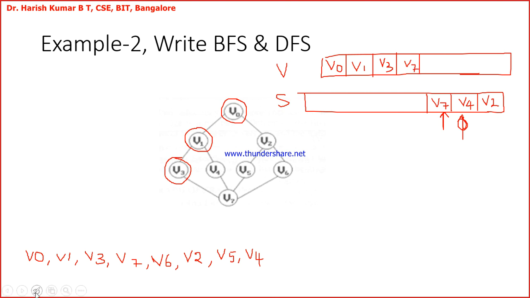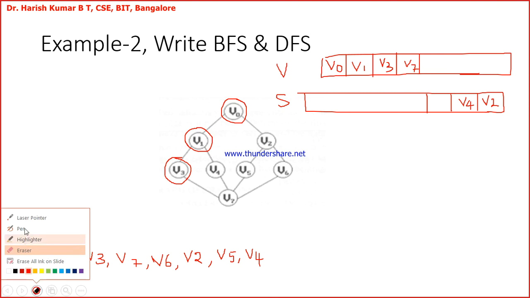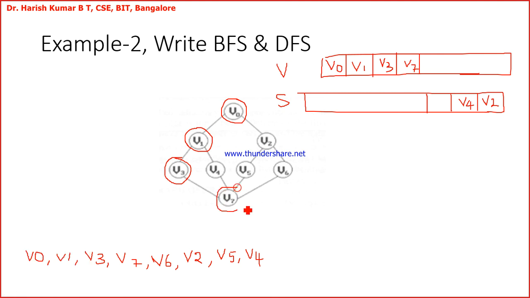V7. Now V7 I have to remove from the stack. Next I have visited V7. V7 is visited. I have to just find out the adjacent nodes to V7. So adjacent nodes to V7 are V3, V4, V5 and V6, but V3 is already visited. Now I should go for adding these things. Now V6, V5 and then V4.